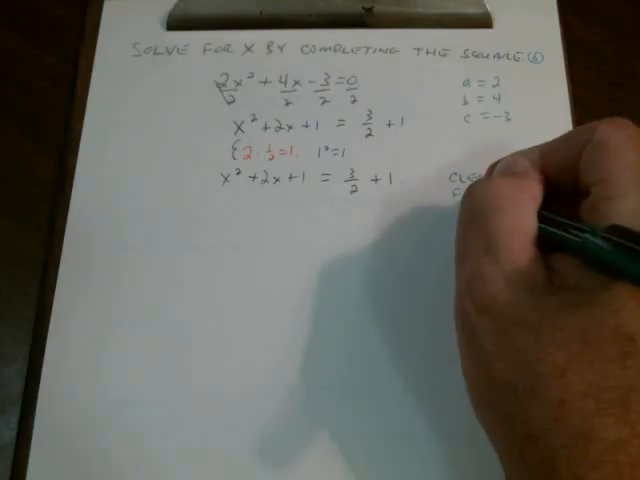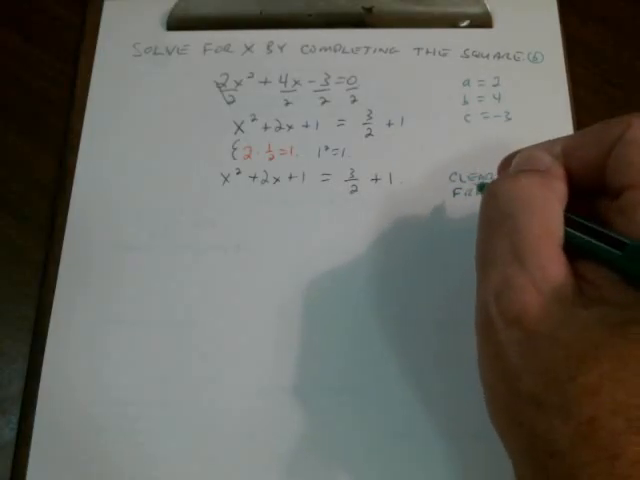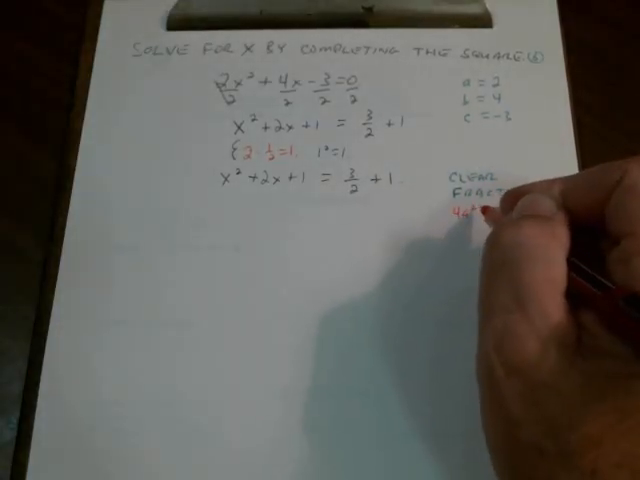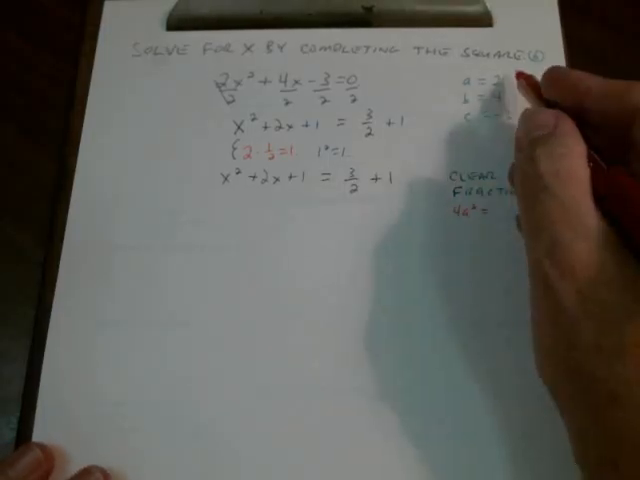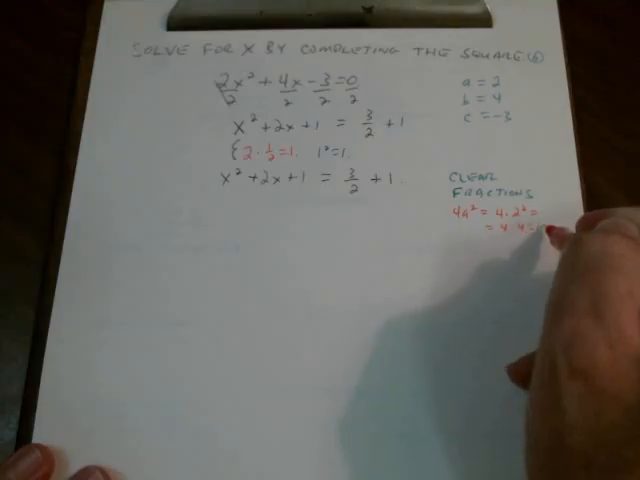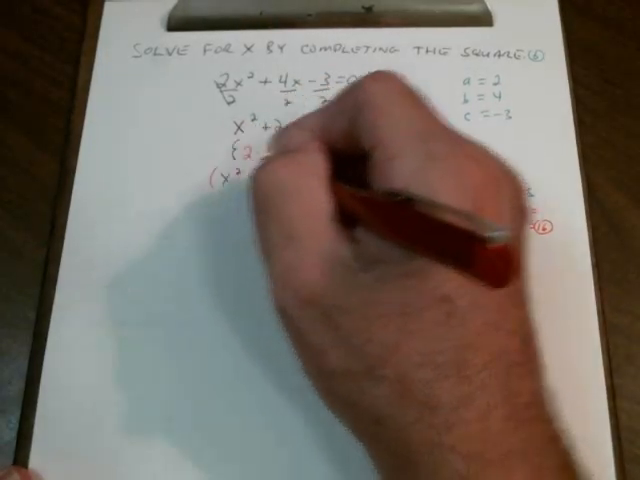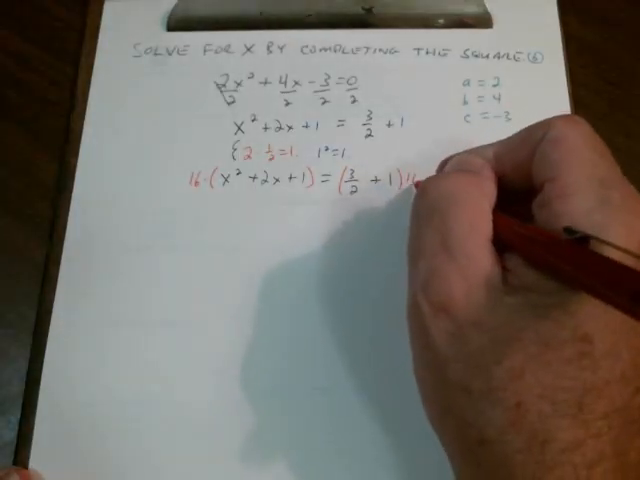So clear fractions. And the question will be, clearing by what? It turns out that it's going to be 4a squared. That's what's going to do the trick with the guarantee of success. A is 2, so we're saying 4 times 2 squared, and 2 squared is 4. Therefore, we're talking about 16. 16 needs to be multiplied on both sides. That's what we're going to use to clear the fractions. So let's write that in right there: 16 on the left, 16 on the right.